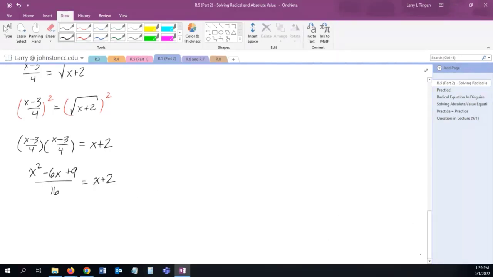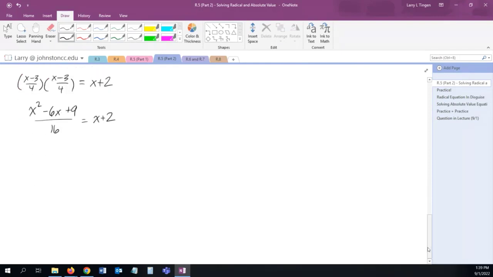Okay. And what do I have now? I have a quadratic. So how do I solve a quadratic? I get everything on one side. Minus 6x plus 9, all divided by 16, minus x minus 2 equals 0, because that was the next step. Subtract x from both sides, subtract 2. I can't subtract x or 2 from the negative 6x and the 9, because they don't have the same denominator, so I need the same denominator.